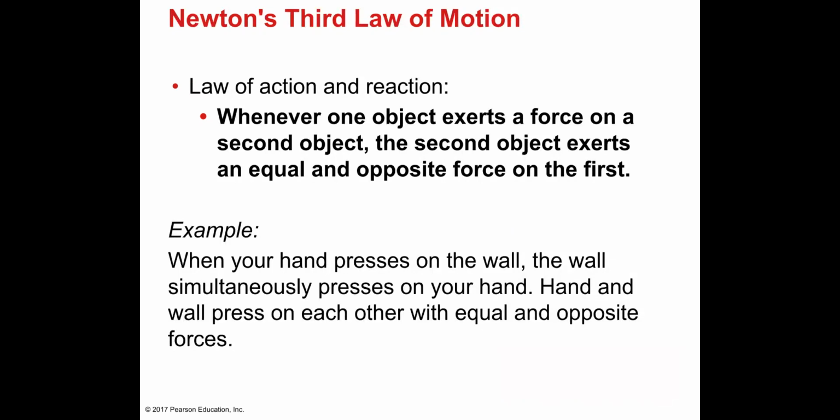Now, Newton's third law is all about the law of interaction and reaction. What that says is whenever one object exerts a force on a second object, the second object exerts an equal but opposite force on the first one. For example, when your hand presses on the wall, the wall will simultaneously press on your hand. Hand and wall press on each other with equal and opposite force. And so that's Newton's third law: for every action, there's an equal but opposite reaction.